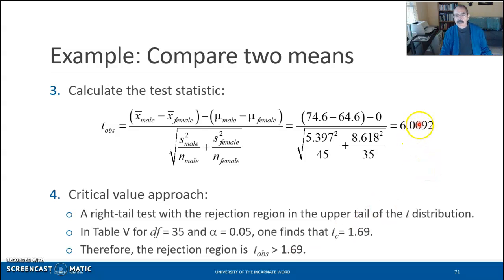And you can see here the t-observed is 6.0092, much larger than that. So that's in the rejection region. You can tell right away.